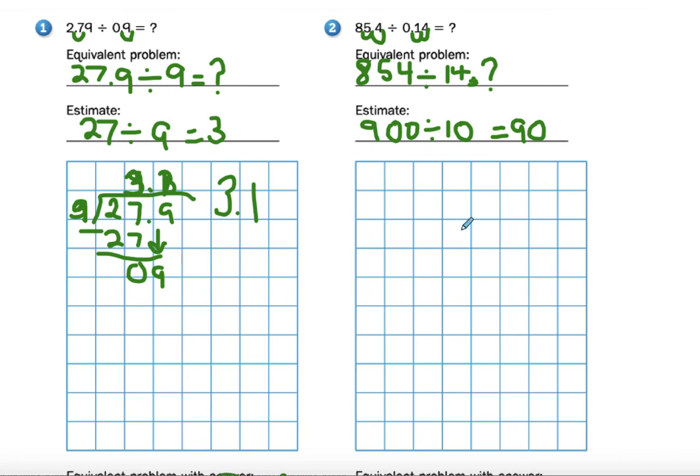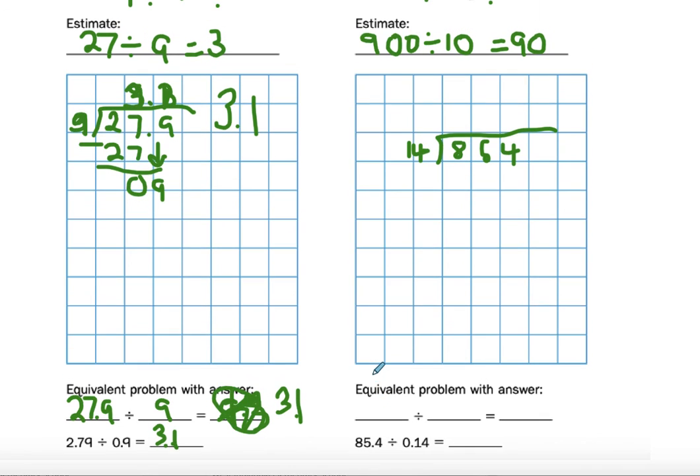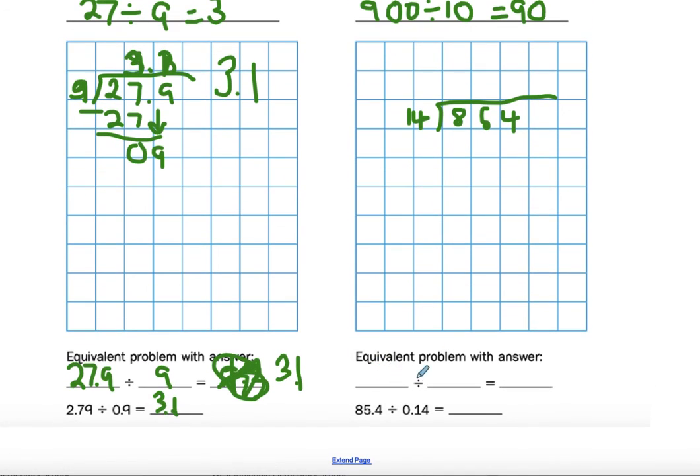So you'll go ahead and solve 854 divided by 14. You'll solve that there. Your equivalent problem, you'll go down here, which is the 854 divided by 14. And then your answer that you get here is the exact same one that you put there. And that's all there is to it for this particular page. We'll do some more practice on these tomorrow, so be prepared for that. And that concludes our lesson.